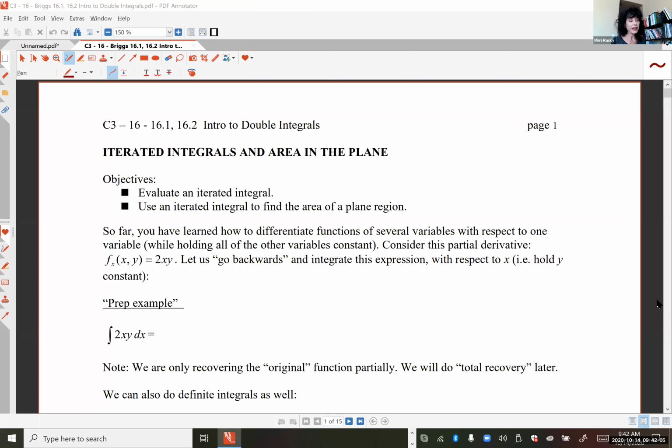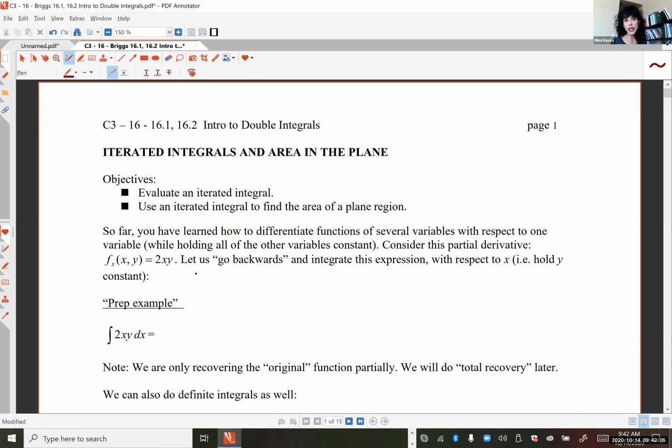So we're not going to do a double integral, but here's the plan. I want to just set it up with a partial derivative, and we're going to go backwards. What do I mean by go backwards? Well, you know how to take a partial derivative. You hold one of the variables constant, and then you differentiate with respect to that variable.